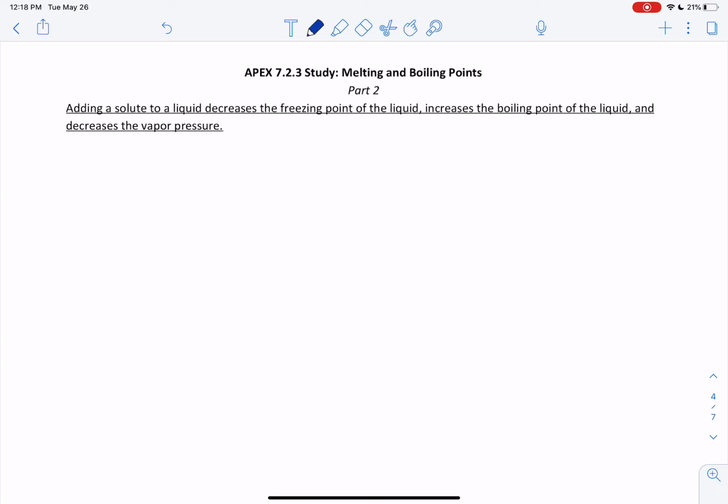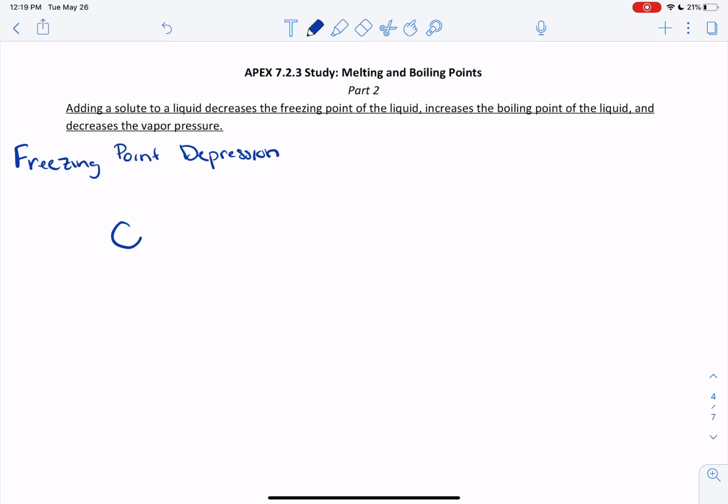We said that water boils at 100 degrees Celsius. So if you add salt to your water or sugar to your water, it's going to boil at a higher temperature, above 100 degrees Celsius. So let's draw a little picture here to try and understand why. The first phenomenon we call freezing point depression. Depression means it goes lower. Okay, so why does this happen?